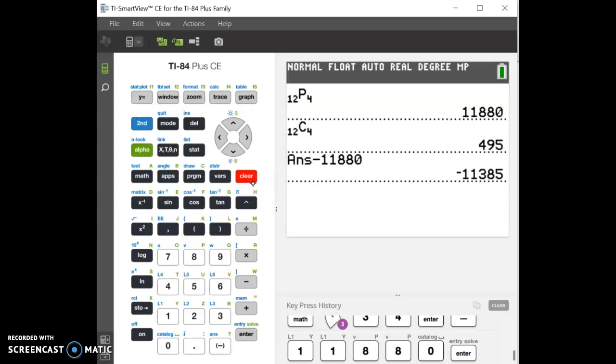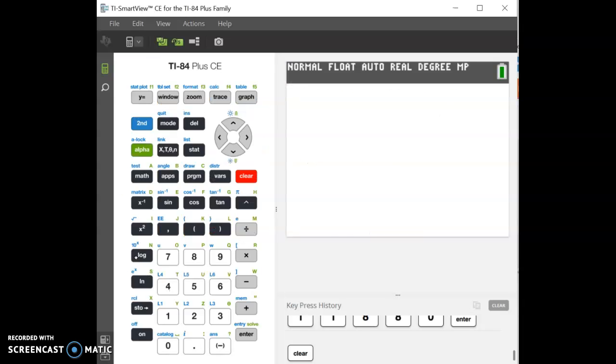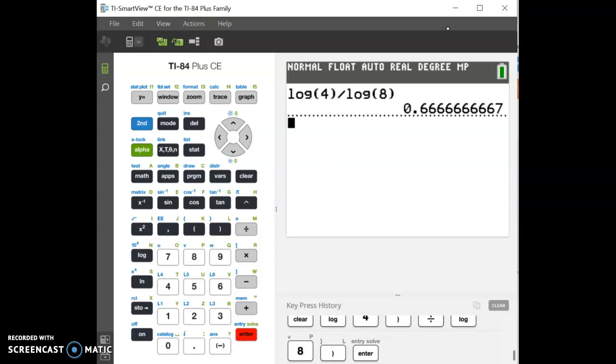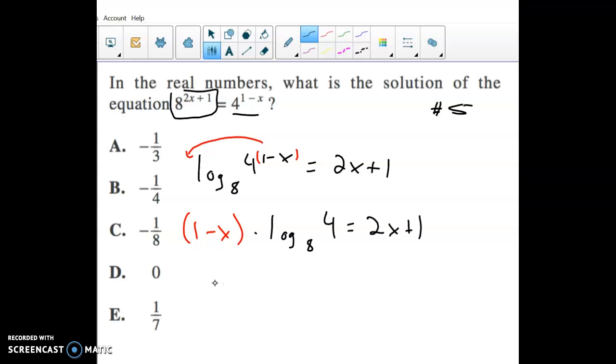If you have that fancy key, you can do it that way. Or you can just do log of 4 divided by log of 8. I'll show the way that works with almost every calculator: log 4 divided by log 8, as long as you have a log button. So that gives us about 2/3, right? So that's fun that it's a decimal.